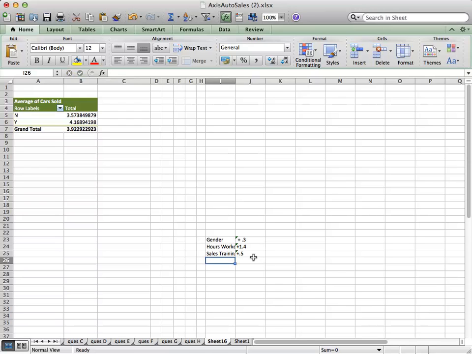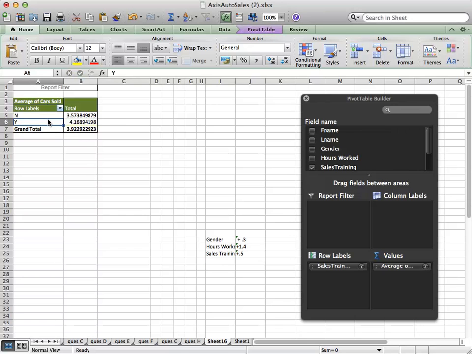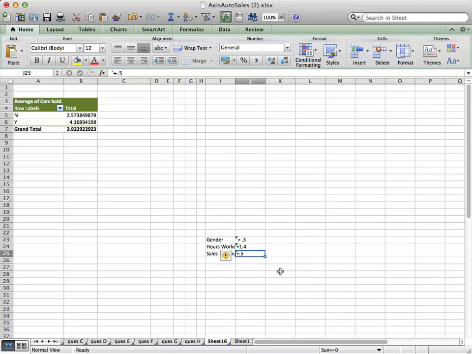So while gender has some effect, seemingly, on the average of cars sold, if you have someone who's been given sales training and they work a good amount of hours, that seems to have the greatest effect on whether or not someone is a good salesperson. The hours worked has the most effect, followed by sales training, and finally we look at gender.